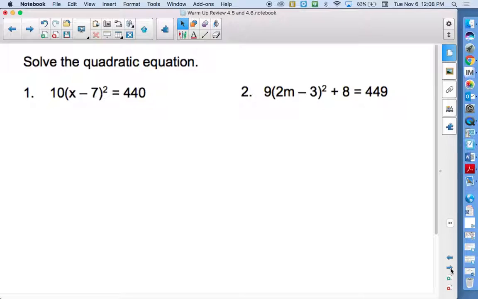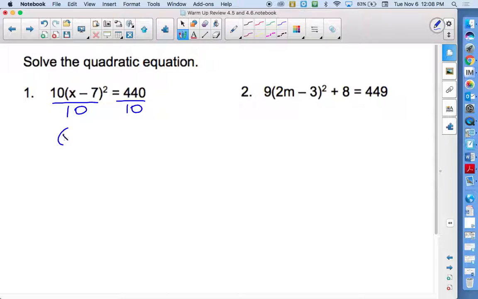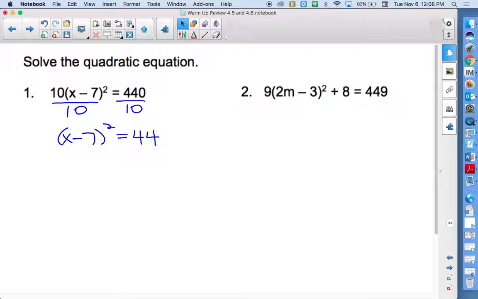The second set of examples we're looking at are solving equations. So now we're trying to get the quantity that's squared by itself. In this case, we have that quantity x minus 7 squared. So let's get rid of the 10 that's in front of it by dividing it out. Still have x minus 7 squared, but now it's equal to 44. So the quantity that's squared is isolated, meaning it's by itself.